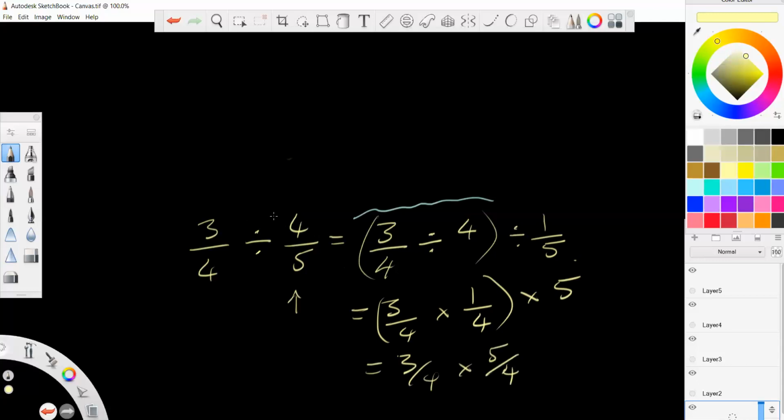So what I've shown here is that this sum here is the same as this sum. So what I've done is I've changed the divide into a multiply, and I flipped the second fraction upside down. Yeah, and we can always do that with fractions. So if I'm dividing by a fraction, it's the same as multiplying by what we call the inverse of a fraction.